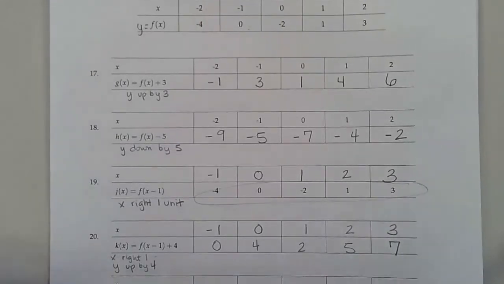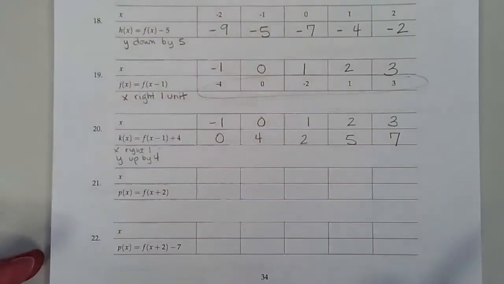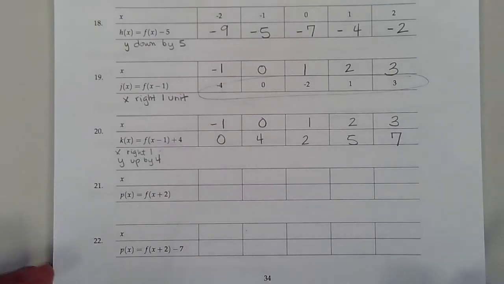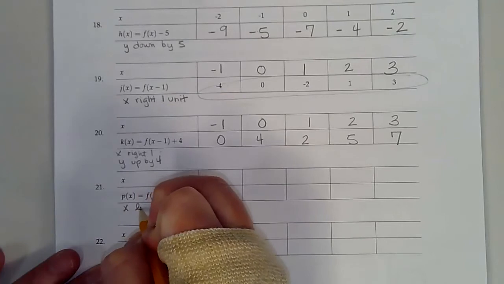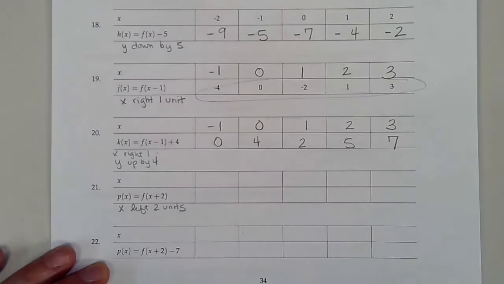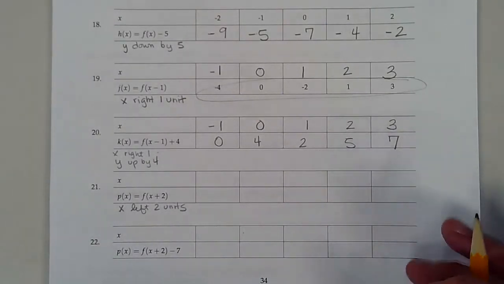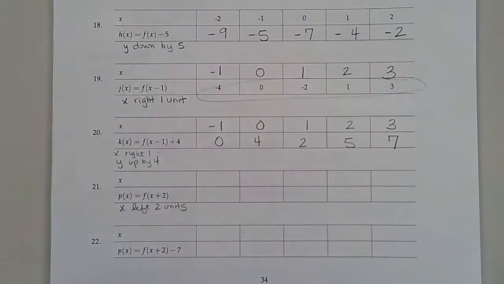All right, we have one more, like 19 and 20. So 21, I have p of x is equal to f of the quantity x plus 2. So x plus 2 means I'm going to take x and go left 2 units. So I want to subtract 2 from each of my x values. So I'd love for you to go ahead and pause the video, try 21 and 22 both. Okay, so hopefully you gave that a try.